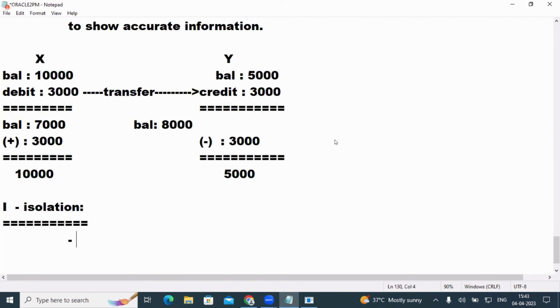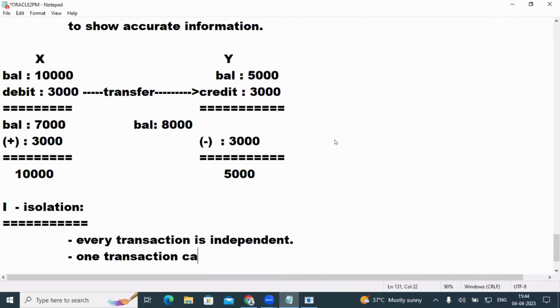How is that independent? Who will take the responsibility? The isolation property will maintain it like this. Isolation property, what will it do? Every transaction is independent. One transaction cannot interfere in another transaction.